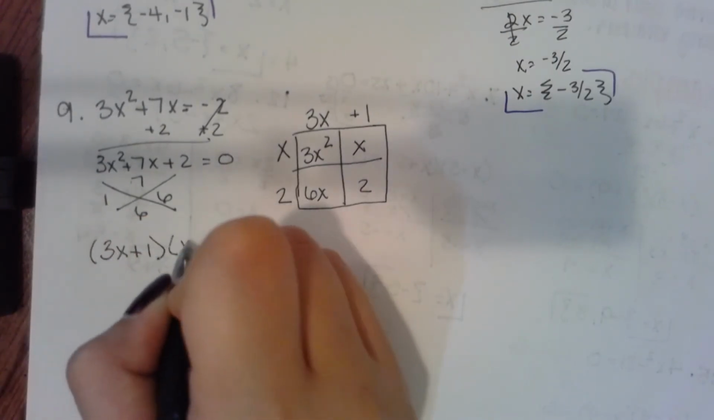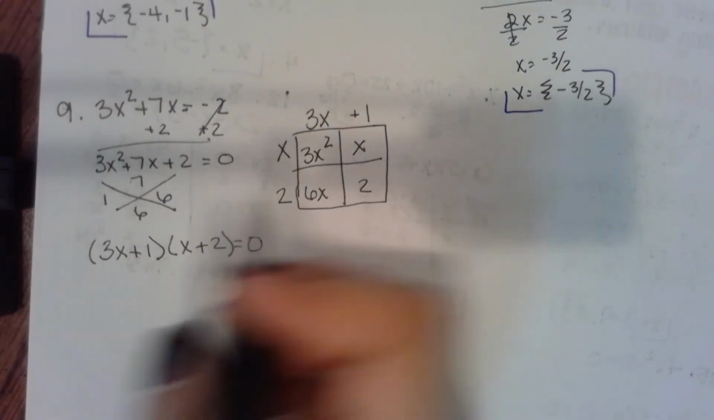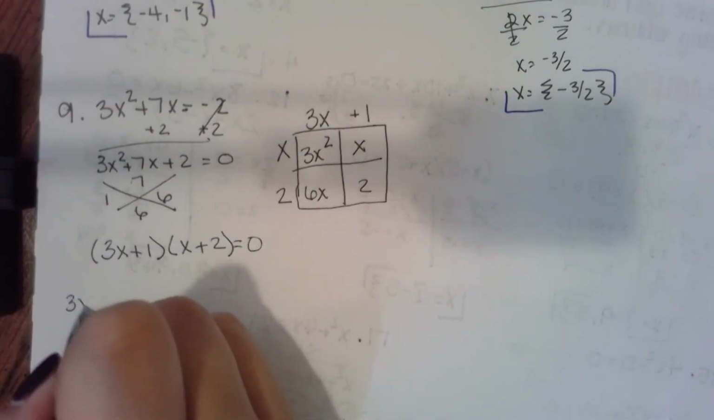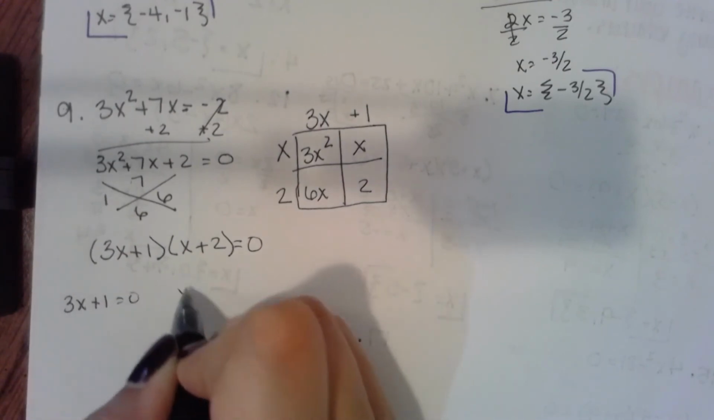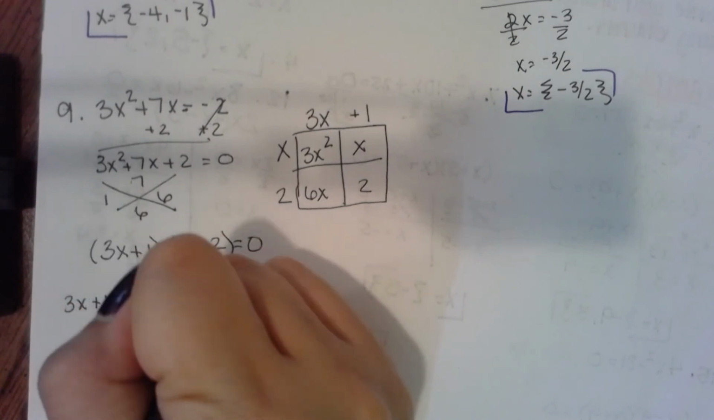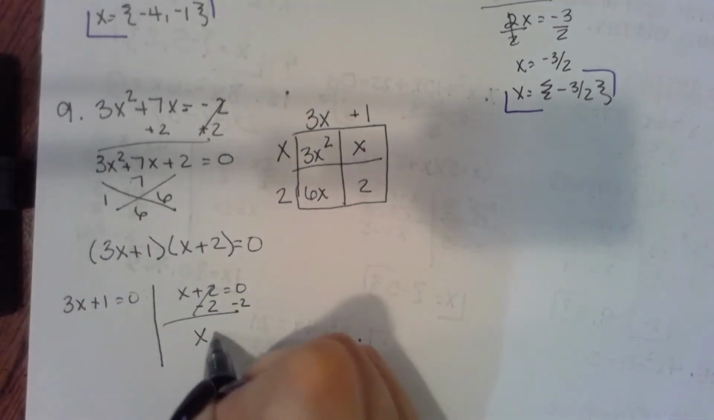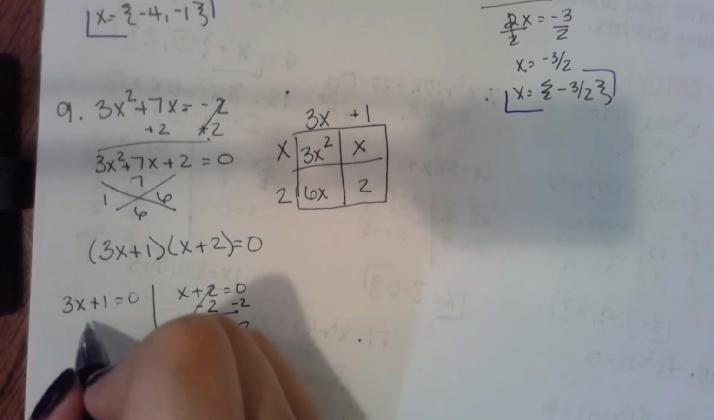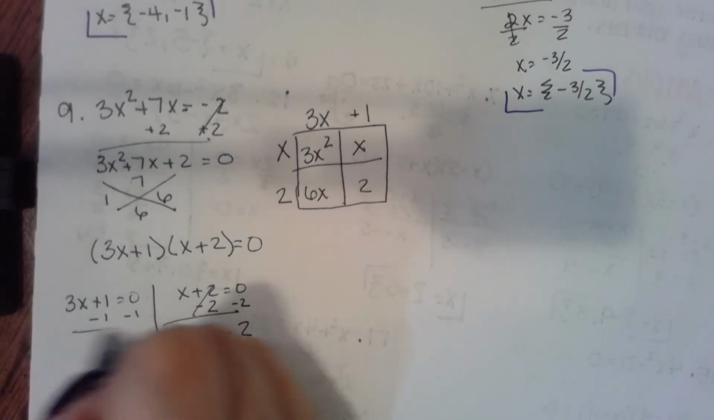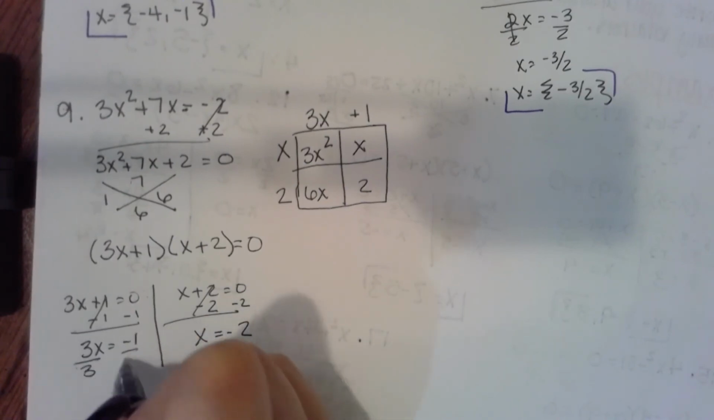And remember, that's still equal to 0. Set each factor equal to 0. 3x plus 1 equals 0. X plus 2 equals 0. Alright, so then start by subtracting 2 on both sides. So you get x equals negative 2. And then subtract 1 on both sides to get 3x equals negative 1. And divide by 3 to get x equals negative 1/3.